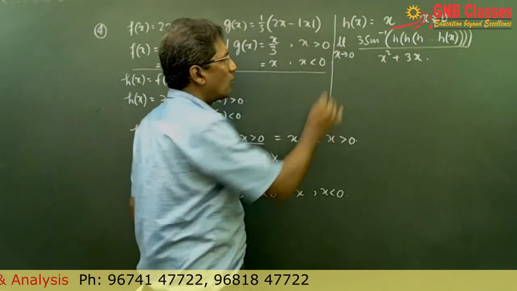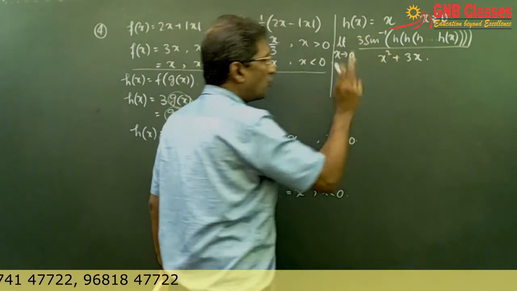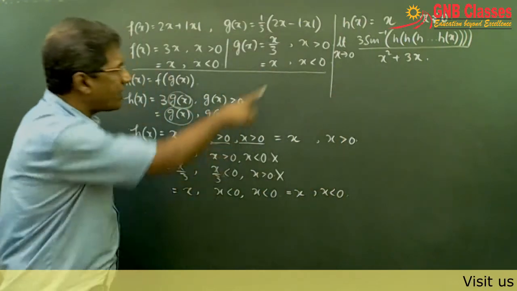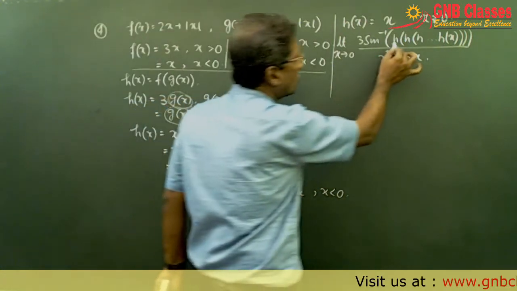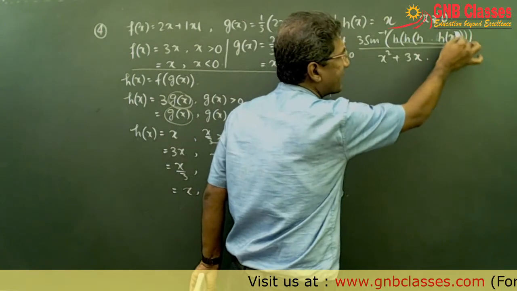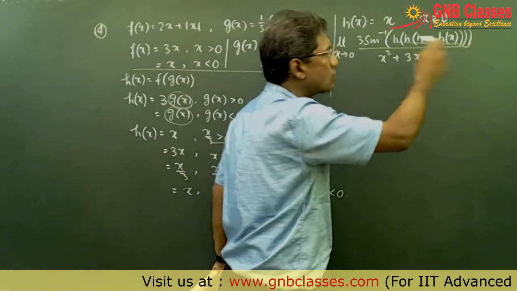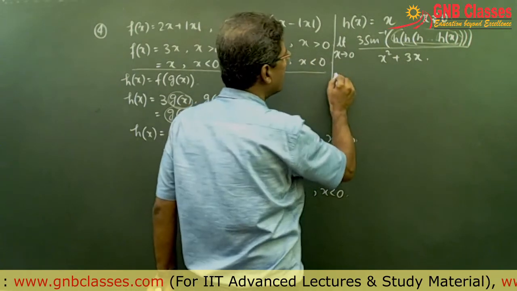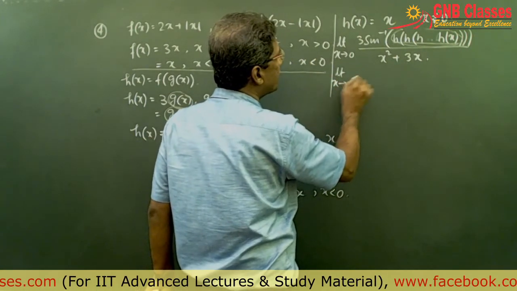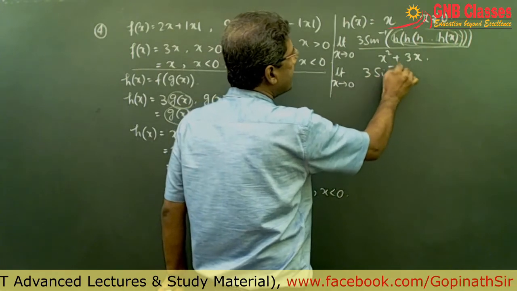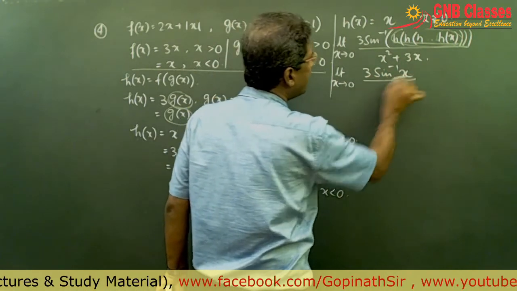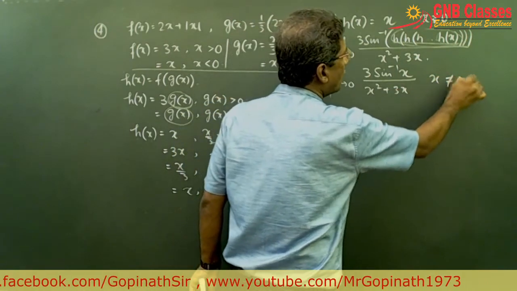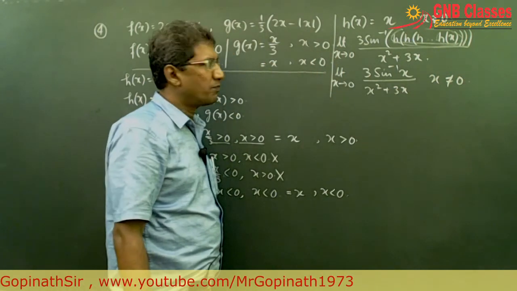Is it clear? Now, first of all, you must remember, you have seen already that hx is nothing but x. So in this whole part, hx is x, then again hx is x, so ultimately this whole part will give you simply x. So we are getting limit x approaches to 0, 3 sine inverse x divided by x squared plus 3x. In this case, x is not equal to 0. Is it clear to all of you?